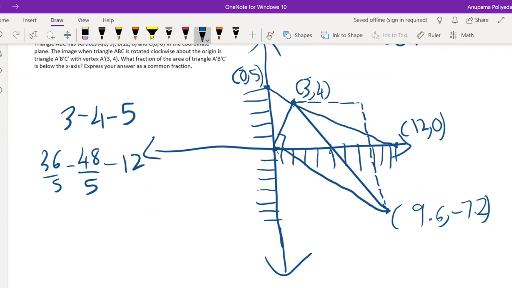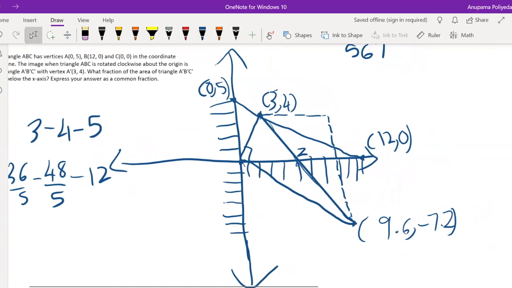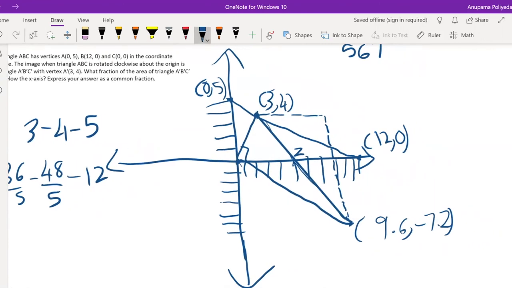And then, now we have our triangle, which is drawn here. And we need to find what fraction of the area is below the x-axis. So it crosses the x-axis at this point. Let's just call it z. And we want to find what fraction of the way through vertically z is of this length. So what is the vertical distance from 4 to negative 7.2?